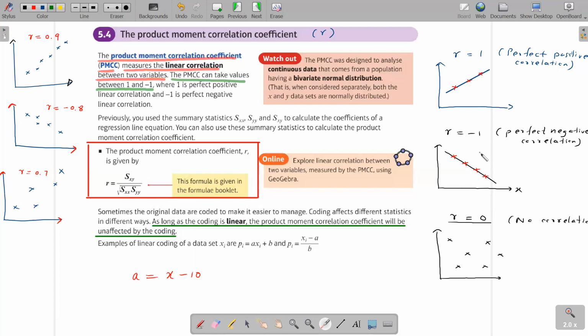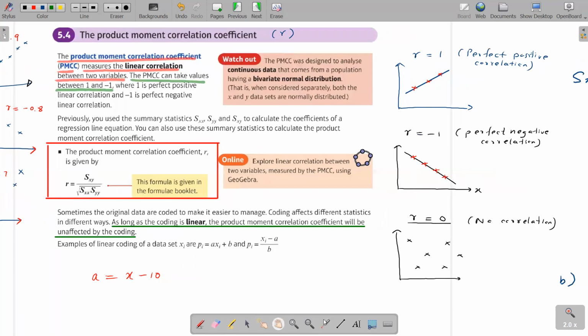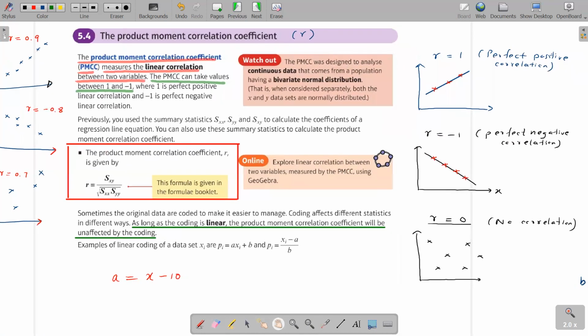The other one: if R is equal to -1, we say we have perfect negative correlation. Perfect negative correlation means what? All the points are perfectly on a straight line, but now the difference is you have a negative gradient. So what's happening is when X increases, Y decreases. All the points, as you can see, are exactly on the line. These are the boundaries, and you need to remember them very carefully.